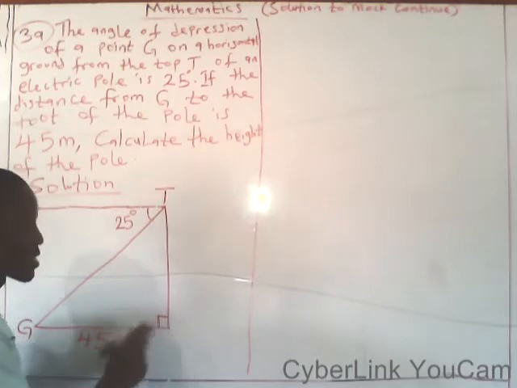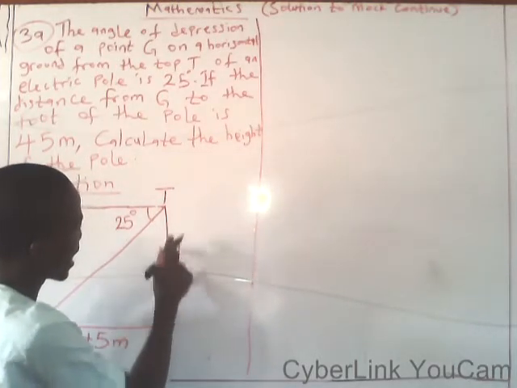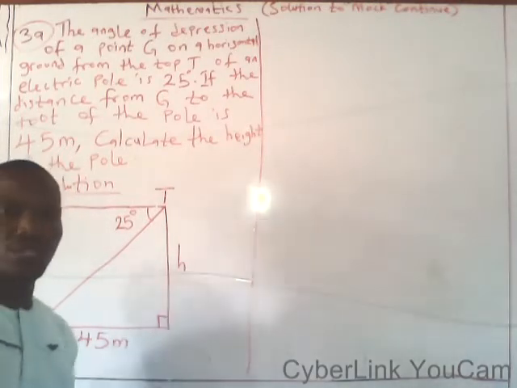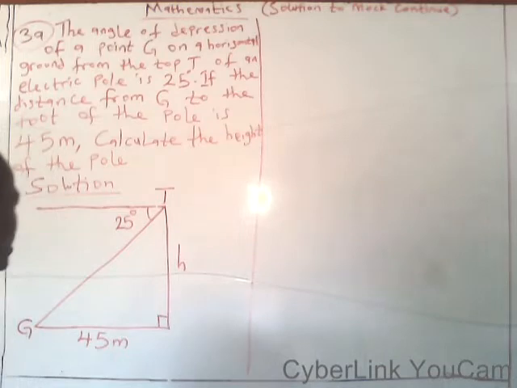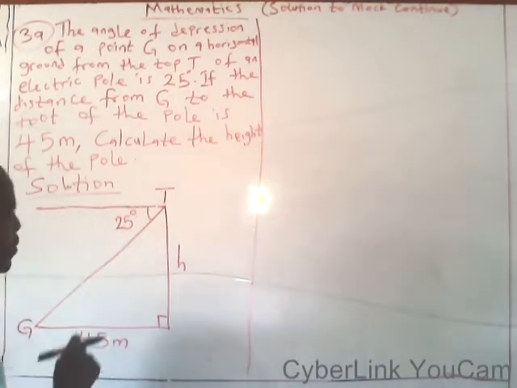Automatically, this place is 90 degrees. We have to calculate this place. Let us tag the height as H. That means we are looking for H. And in that case, this is the angle of depression, which is 25 degrees.